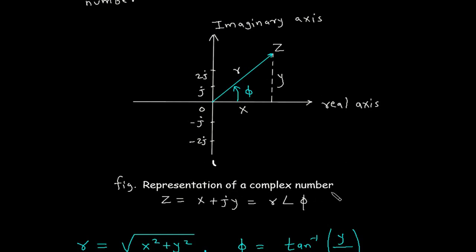Representation of a complex number. Here we can see a representation of a complex number where this horizontal axis is the real axis and this vertical axis is the imaginary axis. Z is equal to x plus jy. So this is the rectangular form, and r at an angle of phi is the polar form. So here we can see this is r, this is z, this is y, and this is x.